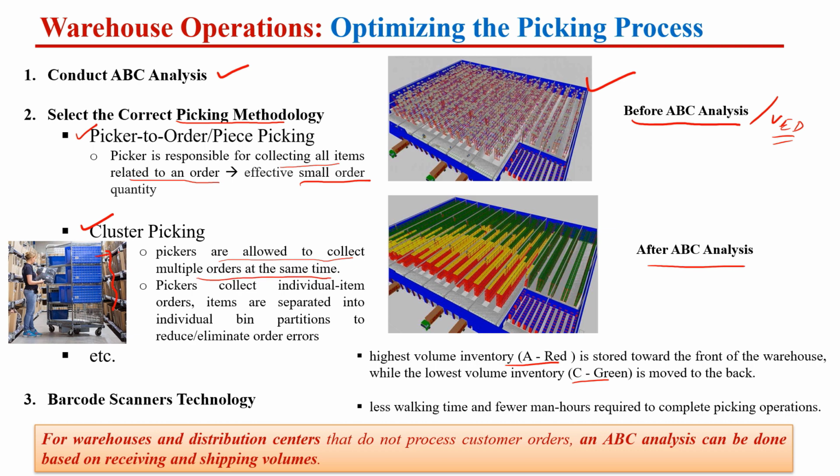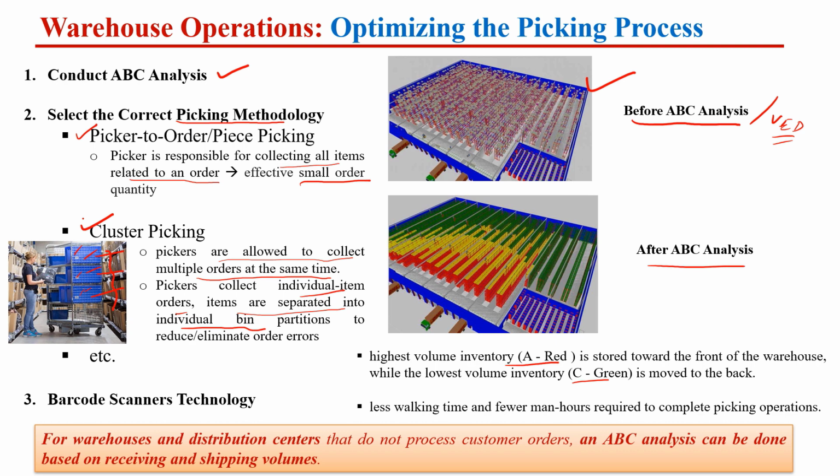As you can see, this is customer one's order, this is customer two's order two, this is order three's products. Then the picker collects the individual item orders, and items are separated into individual bins. So this is bin 1, bin 2, bin 3, with partitions to reduce or eliminate order errors. However, it wouldn't be able to mix the orders. Order 1 is stored in this particular bin, order 2, order 3, and so on. So in cluster picking, the picker can pick multiple orders at the same time.